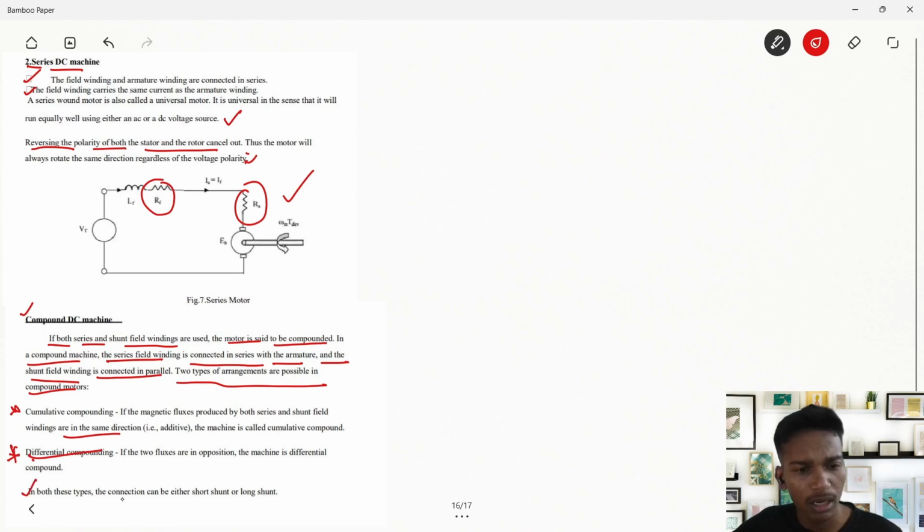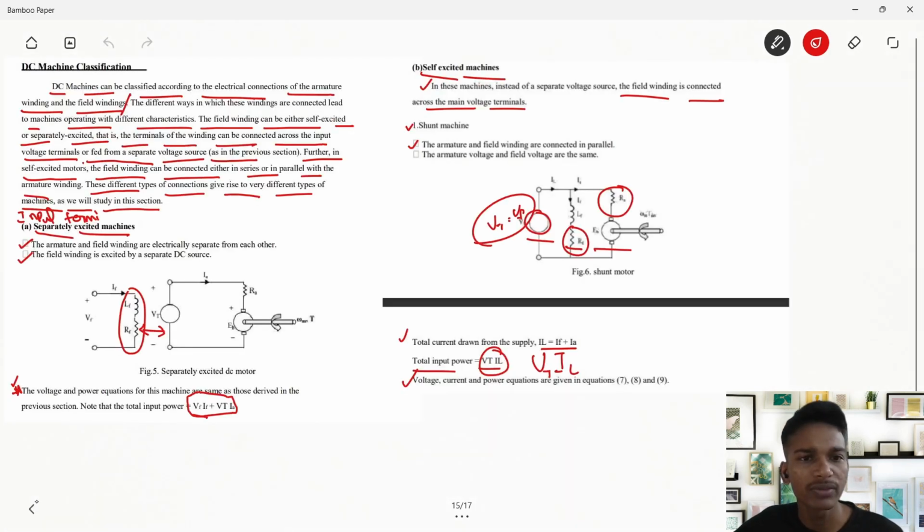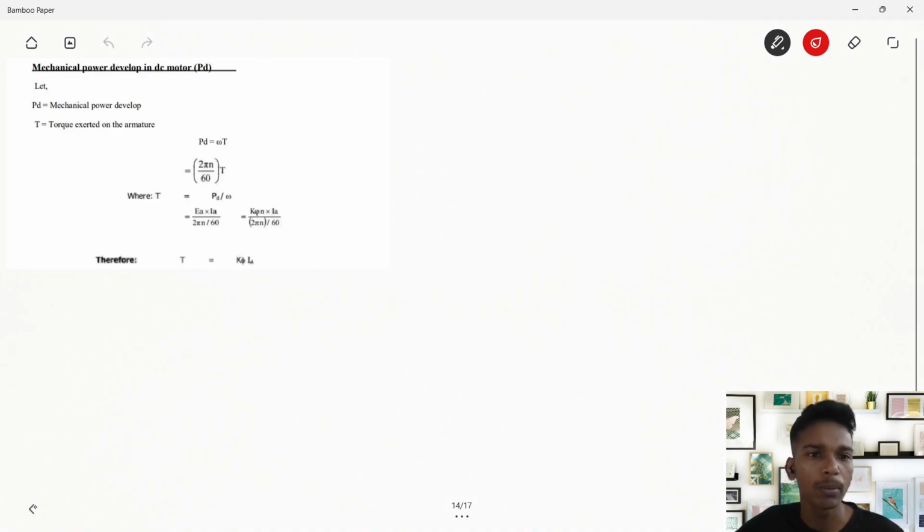In both types, the connection can be made either short shunt or long shunt. These are some of the major points, so just mark this. This is the brief classification of these machines. I hope you guys got a basic idea about the classifications of these machines.